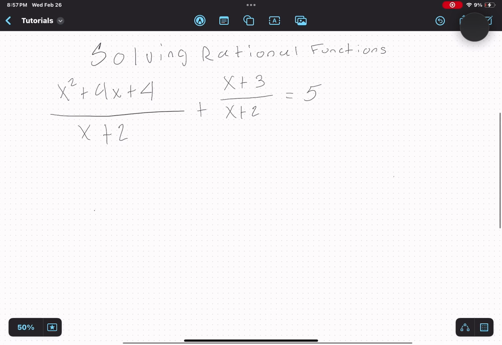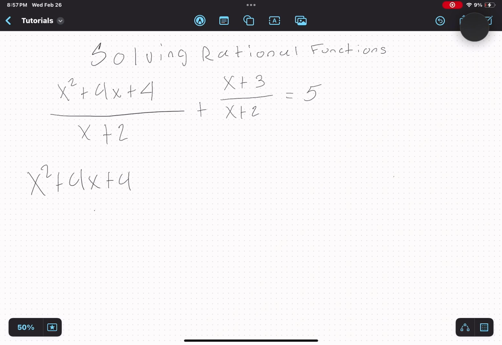So you see, we have our equation here today, and everything is factored out for us already besides x squared plus 4x plus 4. So let's get that factored, and while we're at it, I'm going to show you a little trick how to factor.